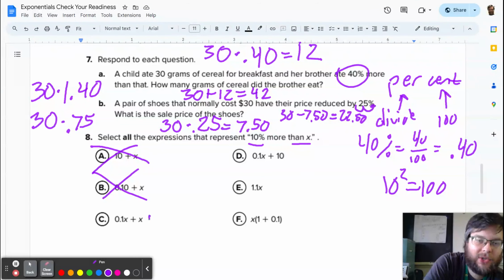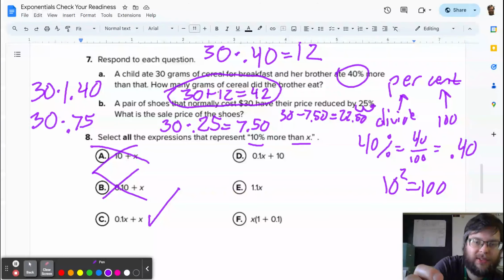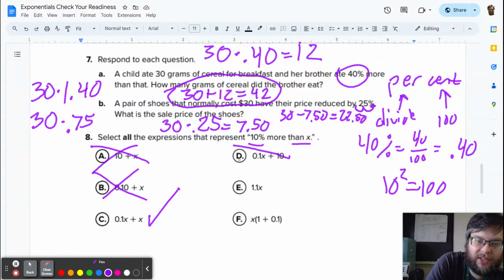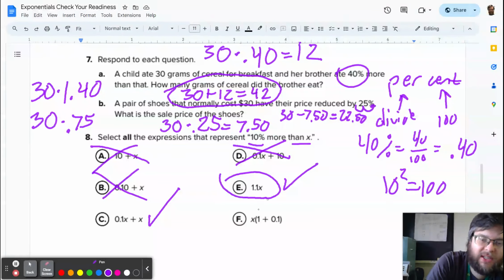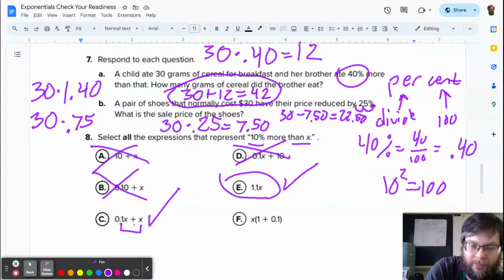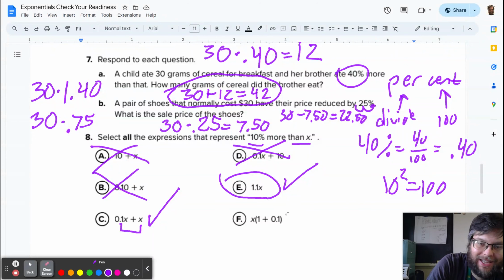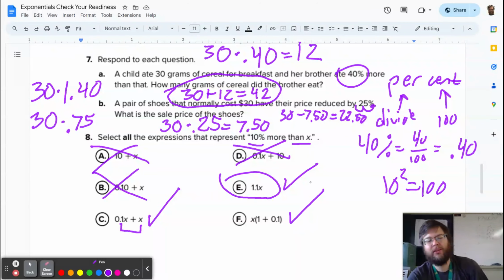Part C is good. This one here is exactly what I did in this first process right here. I took X and I added 10% of X. This one is not good. This is doing 10% of X and then adding 10. Part E is good because it is adding like terms. 0.1 plus 1 makes 1.1. And same is F. 0.1 plus 1 in the parentheses and then times X.